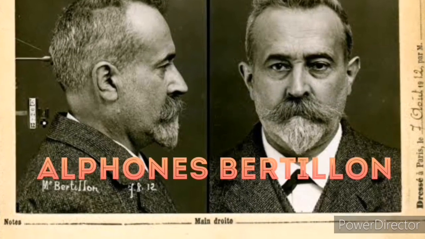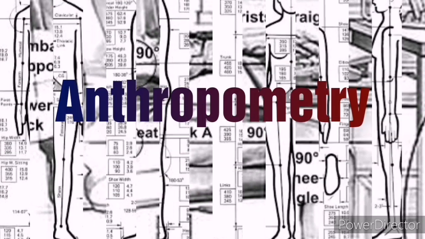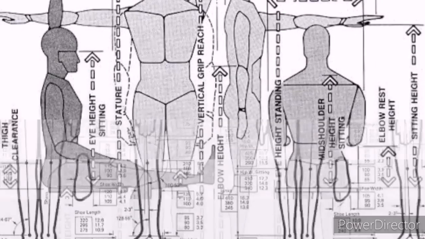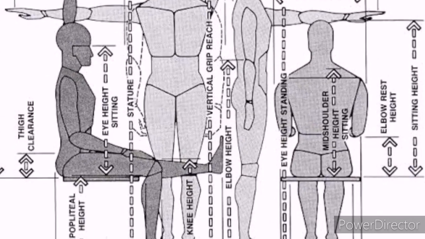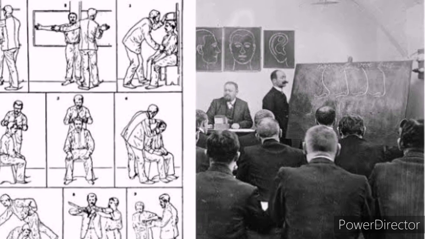Alphonse Bertillon was a French police officer and biometrics researcher who applied the anthropological technique of anthropometry to law enforcement, creating an identification system based on physical measurement. Anthropometry was the first scientific system used by police to identify criminals.